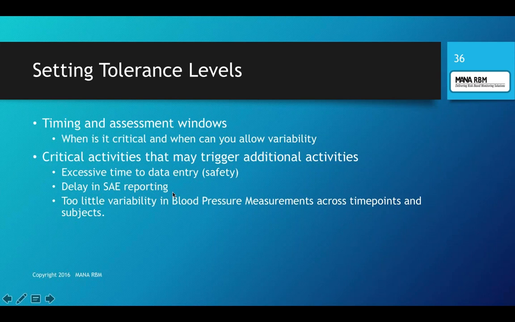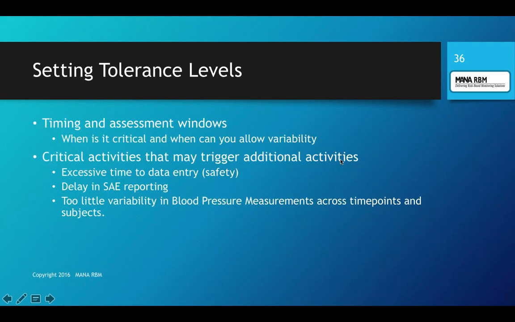Clearly, a delay in SAE reporting, let's say they didn't report an SAE, this may be a tolerance level of 1. Or depending on your area, if you're doing an oncology study, then maybe missing one SAE in delaying that reporting may not be as critical. So again, all of these things really vary depending on your study.